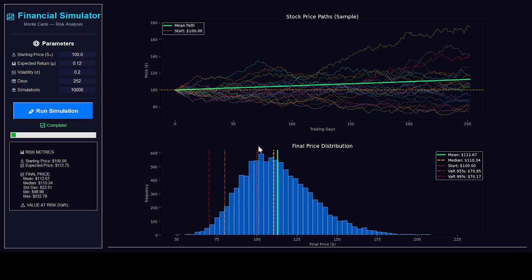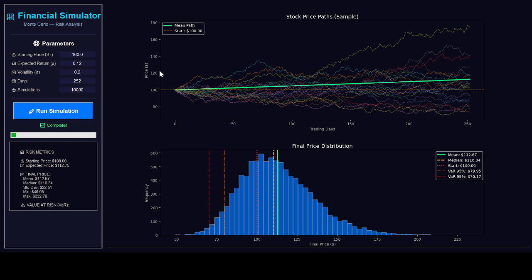Today I want to show you one of my data science and financial analytics projects called Financial Simulator. This project uses Monte Carlo simulation, probability statistics and risk analysis to estimate how a stock price might behave in the future. So before moving towards its details, I will give you its background.